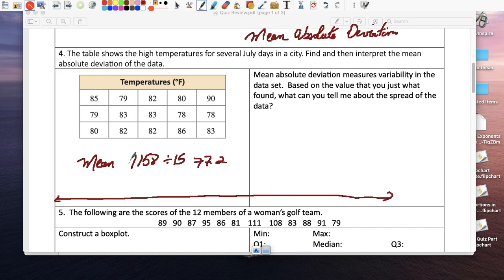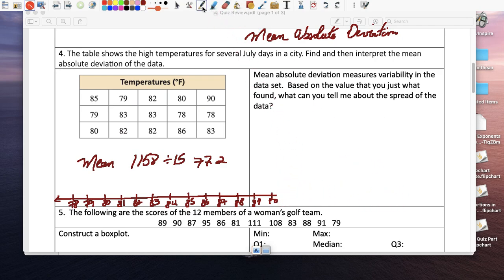So what's my highest number? 90 looks like, and what's my lowest number? 78. So I'll do one: 78, 79, 80, 81, 82, 83. You don't have to do this. I just want to show you 85, 86, 87, 88, 89, 90, right? So I think a box, what they call a dot plot, can show you.